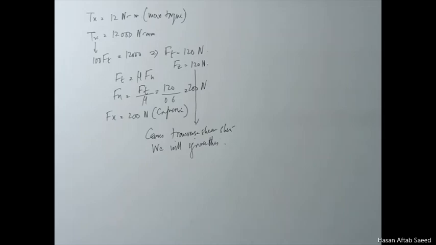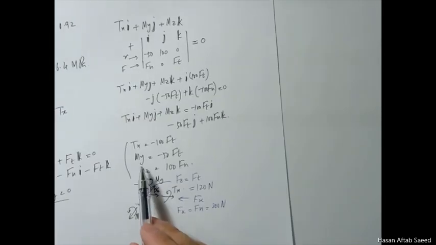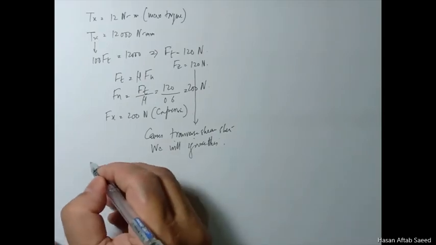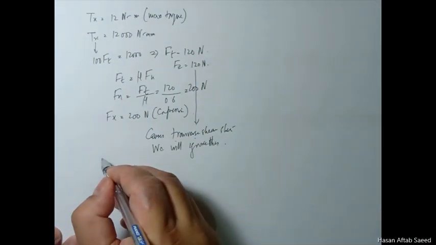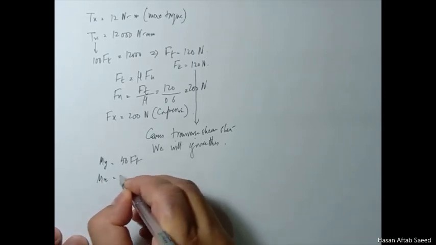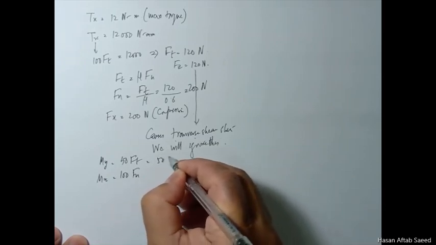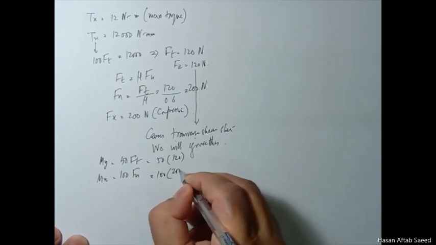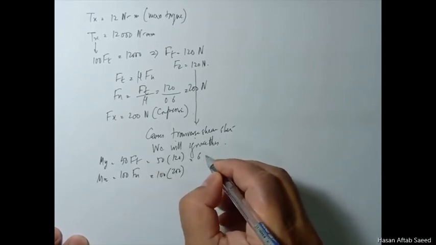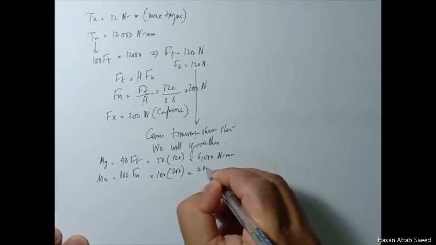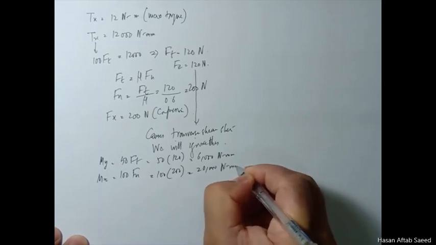Now we come to the moments, and that is very simple. You have these values My and Mz. So My is 50 Ft, Mz is 100 Fn. Just put in the values. Now we can put numbers on these values also. Putting the values, Ft we know 120, Fn we know 200. So this is 6000 newton millimeters. This is 20,000 newton millimeters.